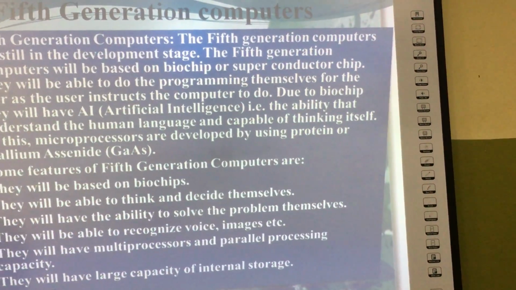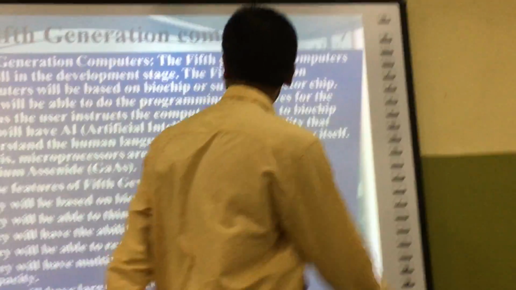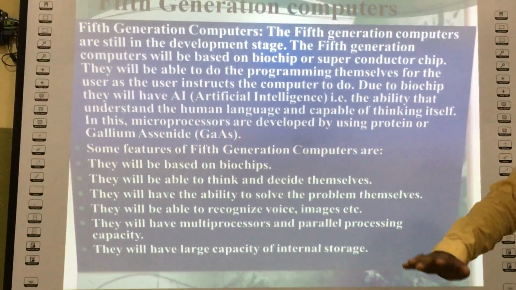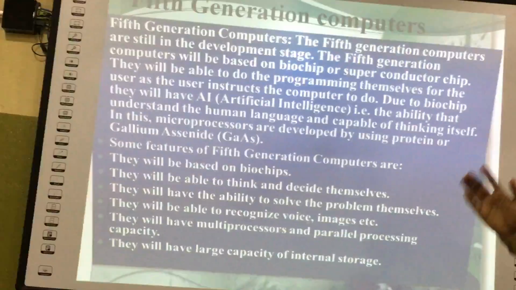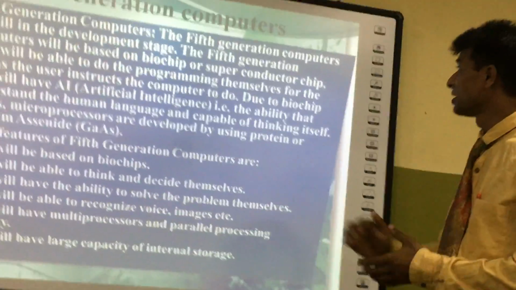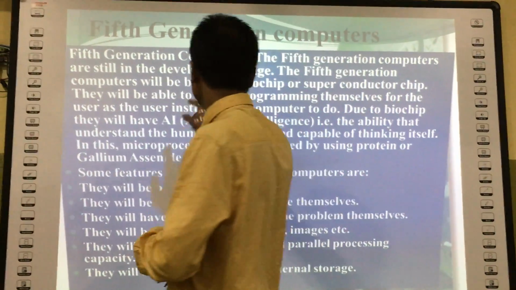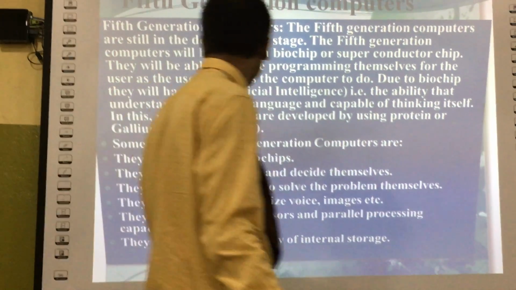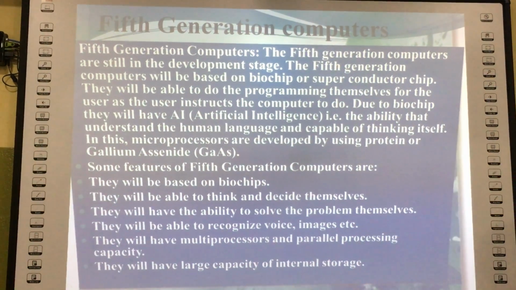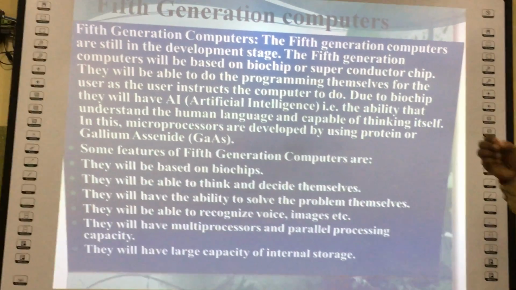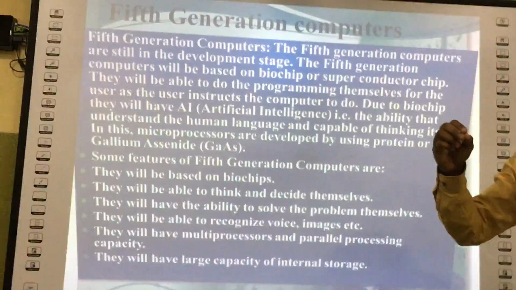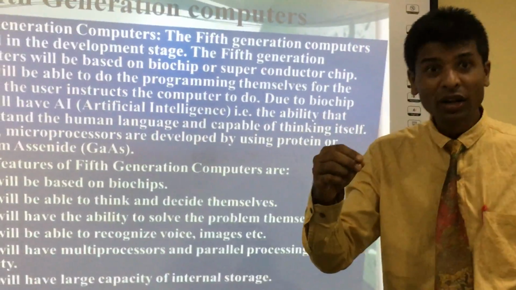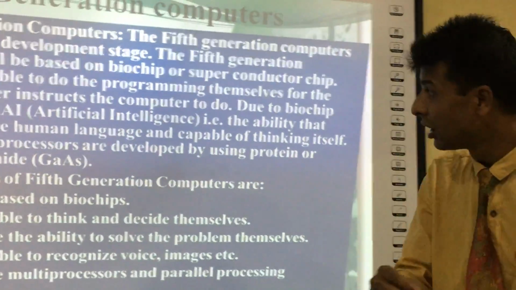Please, next. Now, lastly, the fifth generation computer. Fifth generation computers are still in development. It is not yet totally a success, and they are still experimenting. Fifth generation computers will be based on bio chips or superconductor chips. They will be able to program themselves for the users, and the user instructs the computer what to do. Due to the bio chips, they will have AI, artificial intelligence. This computer will be like a human being. It reads, it speaks, but it works under us only.